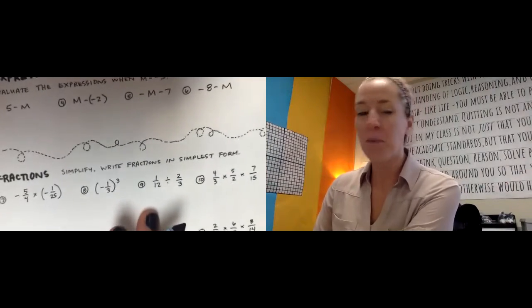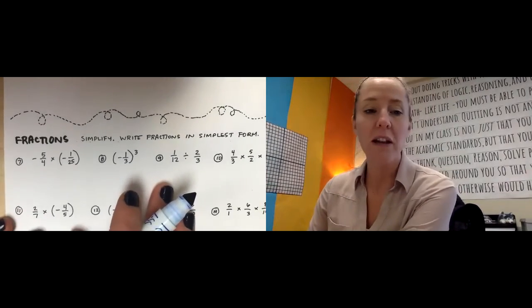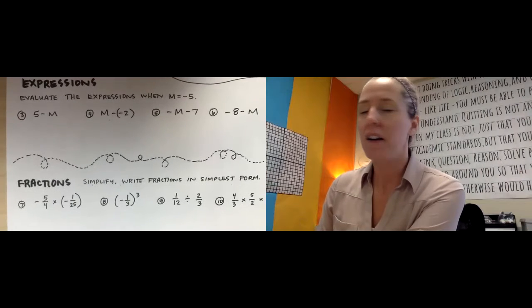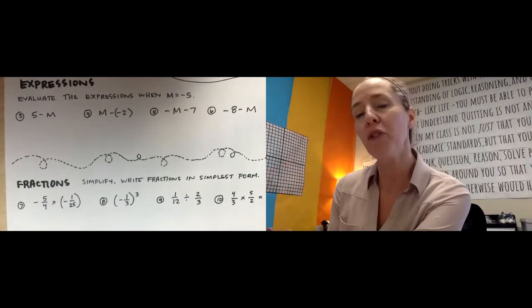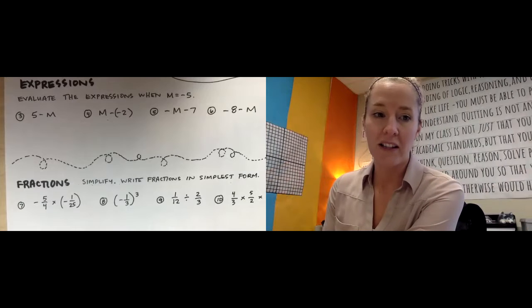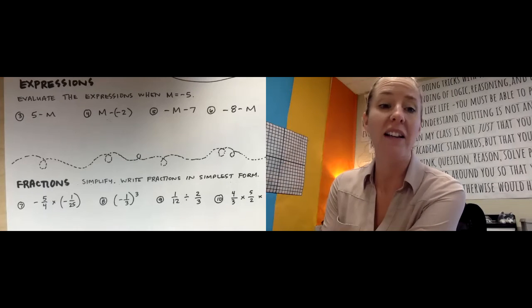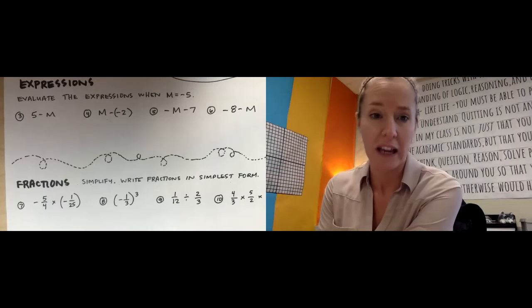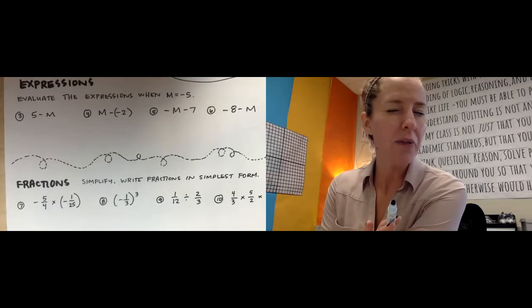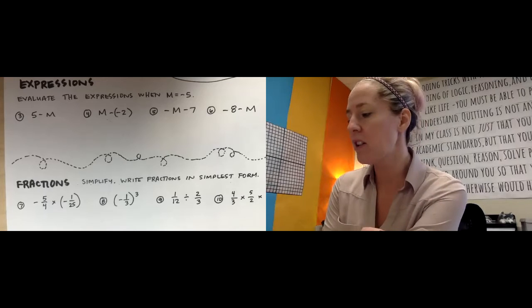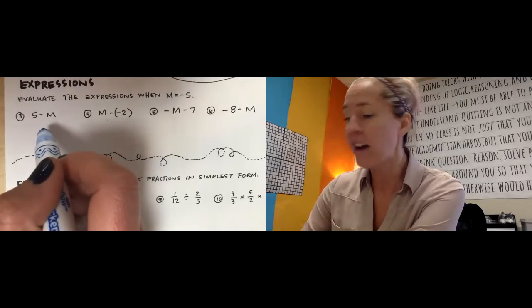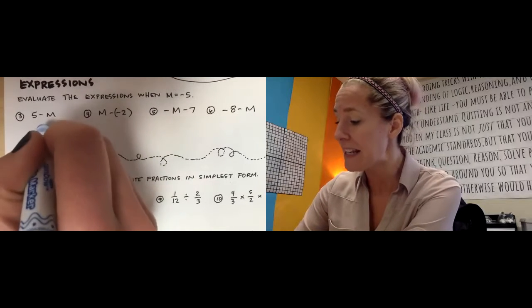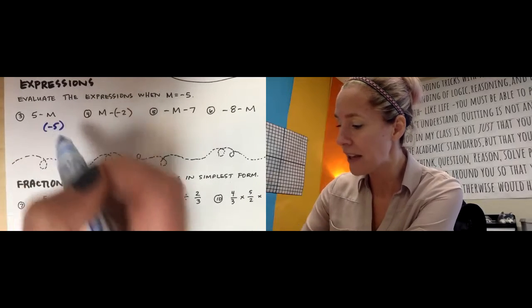All right, so then the next section of our spiral review number 4 is expressions. Now remember, expressions are just going to be things that we simplify, and they're not going to have an equal sign. We're not solving for m, we're simplifying in this case because they've given us what m equals. They say evaluate the expressions when m equals -5. So you have to be extra careful when you have those negative signs because you might have 2 negative signs. So for example, on this first one, 5 minus m is not 5 minus 5, right? M is -5. So don't forget that negative sign.